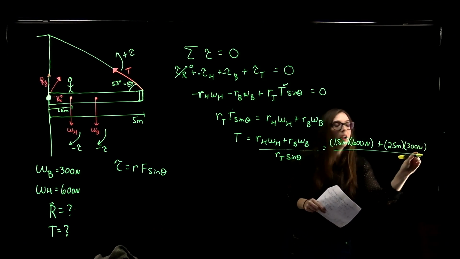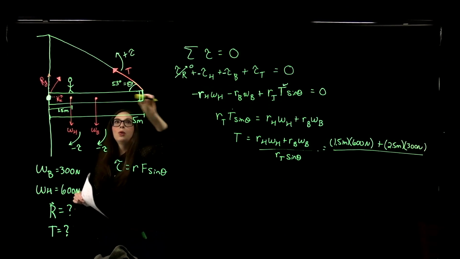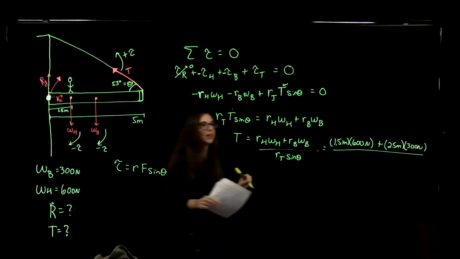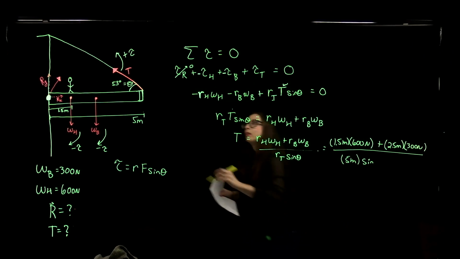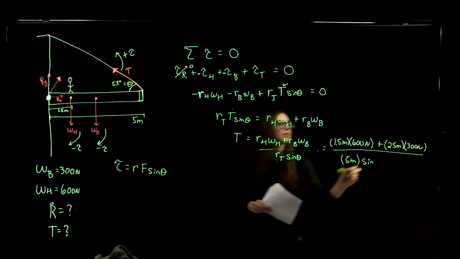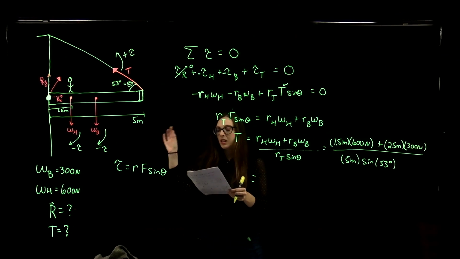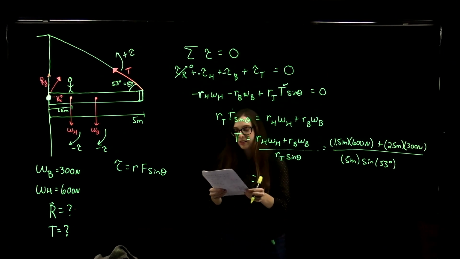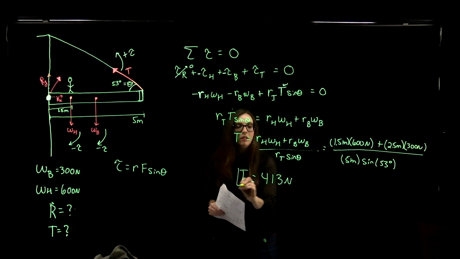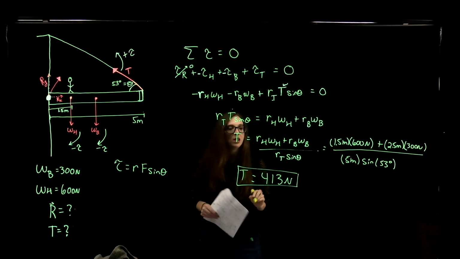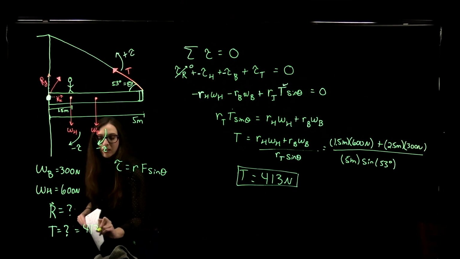All of that divided by, okay, where this tension force is being applied here, that's at the whole end of the length of my board. So that's going to be 5 meters times sine of this angle right here, 53 degrees. Okay, so then we find that the tension on my cable is equal to 413 newtons once we plug in all of those values right there. The tension is 413 newtons. So we already found that part by using the sum of our torques.